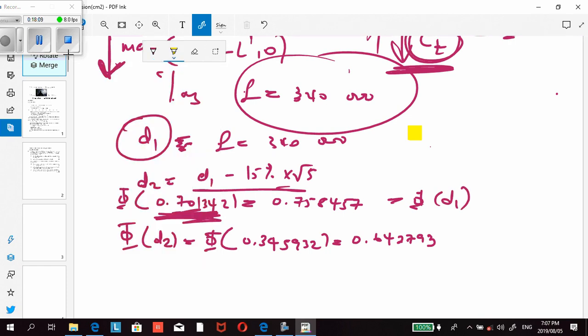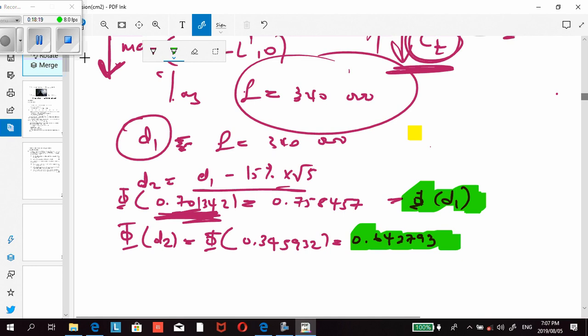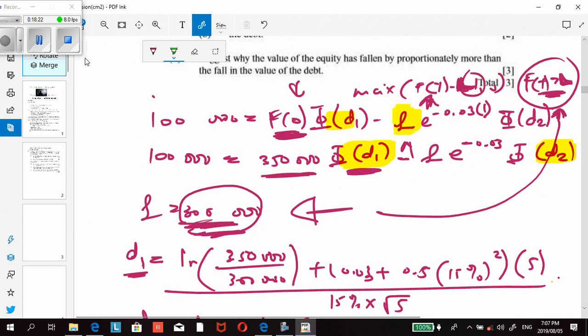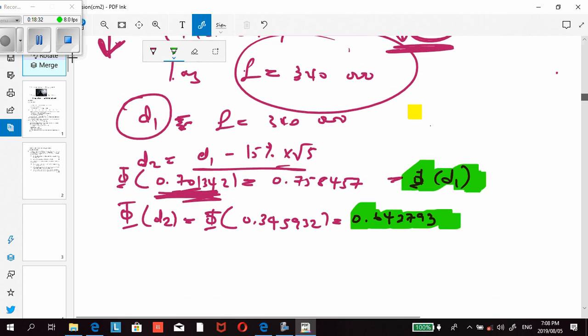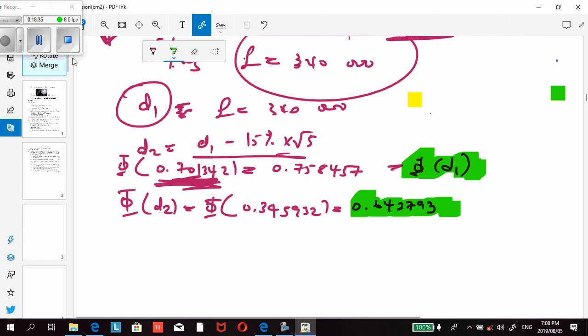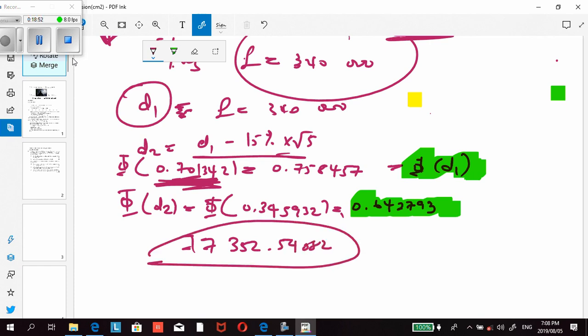Now, you're going to take, let me use green, these, your phi of D1, which you have calculated, and your phi of D2, which you have calculated, and substitute them again in your Black-Scholes formula, now with L equal to 340. And if you do the calculation there, you'll be sitting with your calculator. You're going to get the value of your call option, which is what the shareholders of the company will get, to be 77,352.548882.